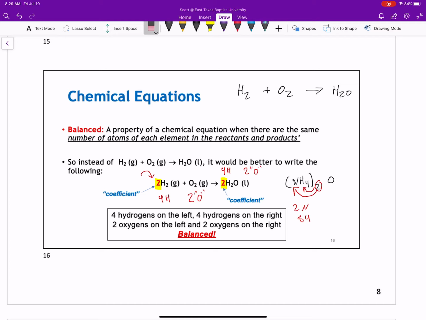Keep in mind that water is safe. You can drink it. It keeps us alive. You can go swim in it. Hydrogen peroxide will kill you if you drink it. So just keep that in mind, that you don't ever want to change the numbers based on subscripts, but rather you want to add coefficients to the front when balancing chemical equations.